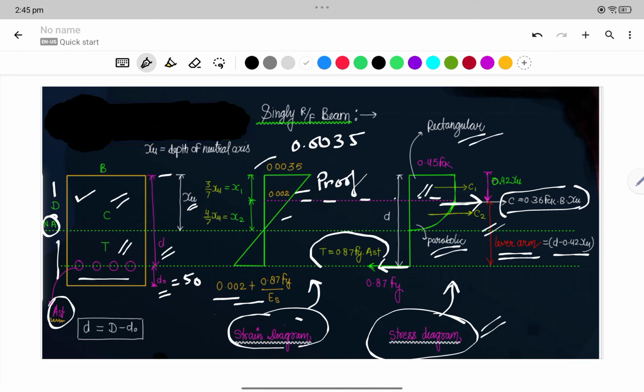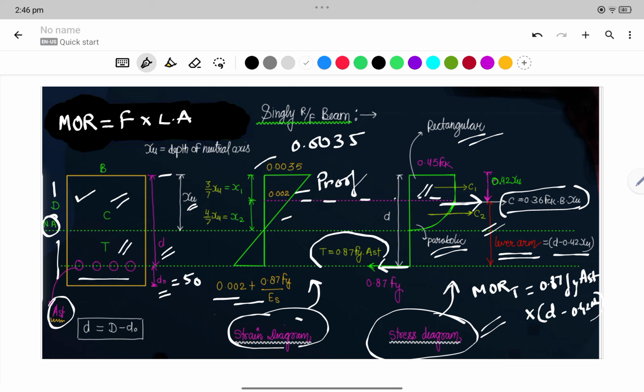Now there is another thing, that is MOR, moment of resistance. MOR, I am writing it here. MOR, that is moment of resistance, is given by the formula force into lever arm. So what will it be for the tension zone? For the tension zone, MOR for tension will be 0.87 fy Ast. This is the force, and the lever arm will be d minus 0.42 xu.